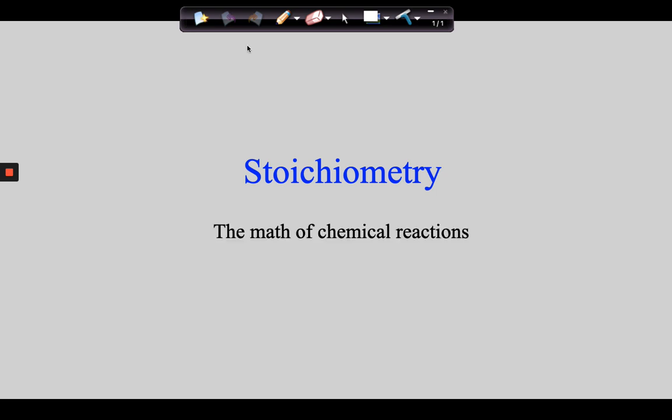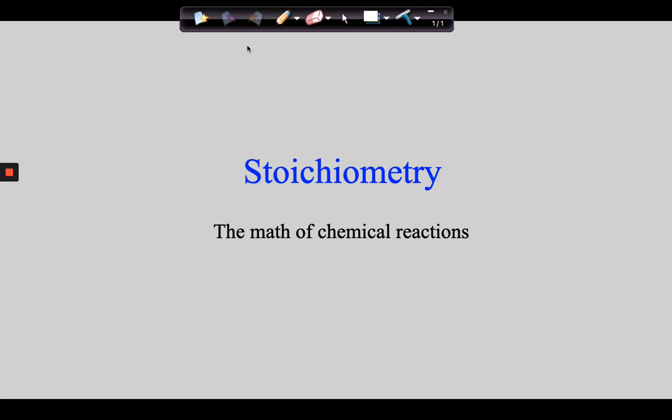So that then gives us the definition. It's the math of chemical reactions, and that you need to know. So guys, stoichiometry is the math of chemical equations. That's a little bit my version of the definition. It's a little more complicated, but that'll get you going. So guys, stoichiometry is the math of chemical equations.